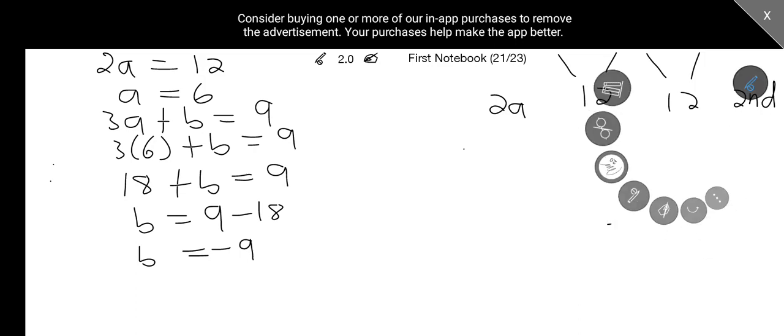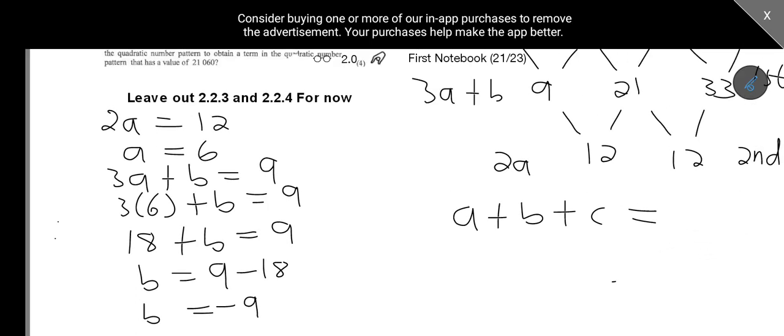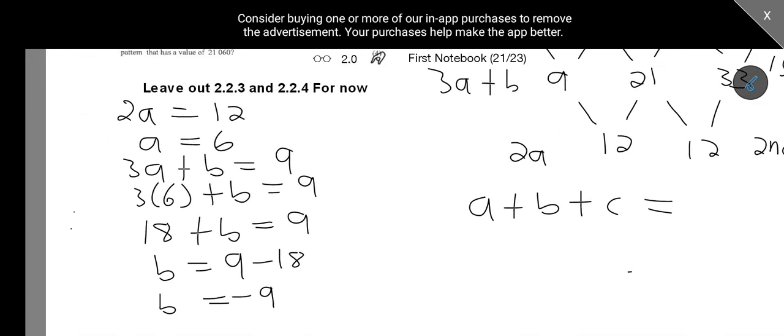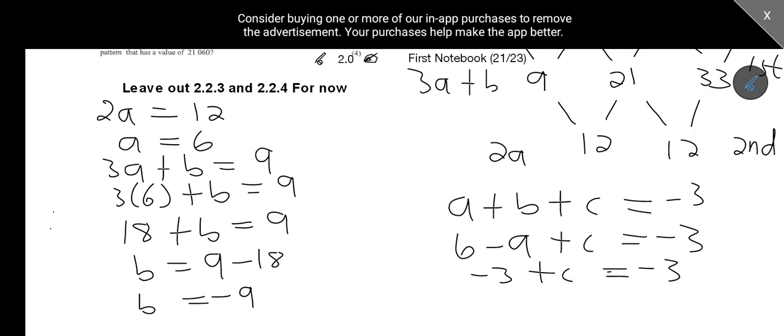And now we're going to solve for c. We know that a plus b plus c is equal to the first term in the given sequence. The first term in the given sequence is -3. This means that a plus b plus c is equal to -3. What is the value of a? That is 6. What is the value of b? That is -9. And plus c is equal to -3. 6 minus 9 is equal to -3. -3 plus c is equal to -3. This means that c is equal to -3 plus 3, and that gives us 0.